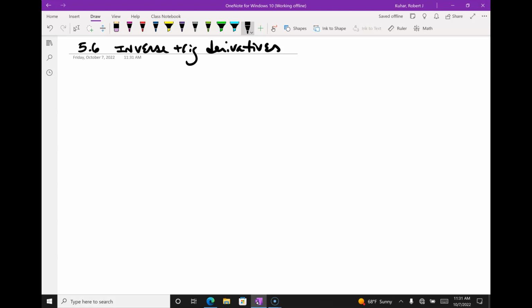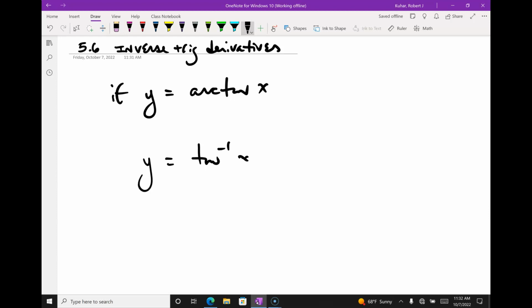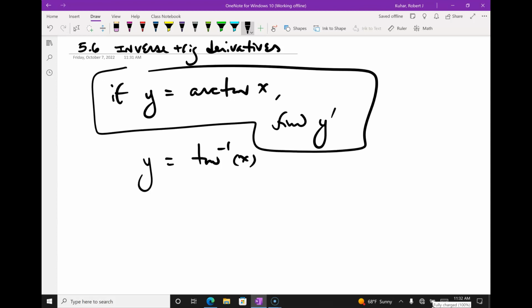So the general problem is if y equals the arctan of x, and please remember that's the same as inverse tan of x, right? I just prefer to write the first version of it, arctan of x, instead of inverse tan of x. They're the same function. Find y prime, right? So that's my problem here in this section. If I have y equals arctan x, I want to find the derivative, okay?